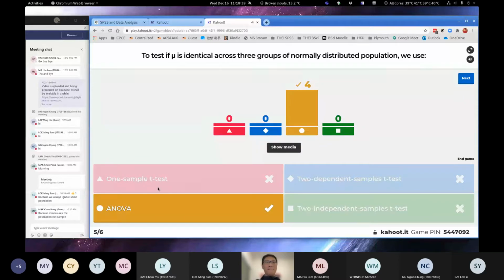Okay. So we have one sample here, so obviously this is not for 3 groups. We have two samples here, obviously this is not for three groups either. The only possible answer here is ANOVA. ANOVA stands for analysis of variance, but it doesn't matter here. What you need to know is that ANOVA is for 3 or more groups of normally distributed population.